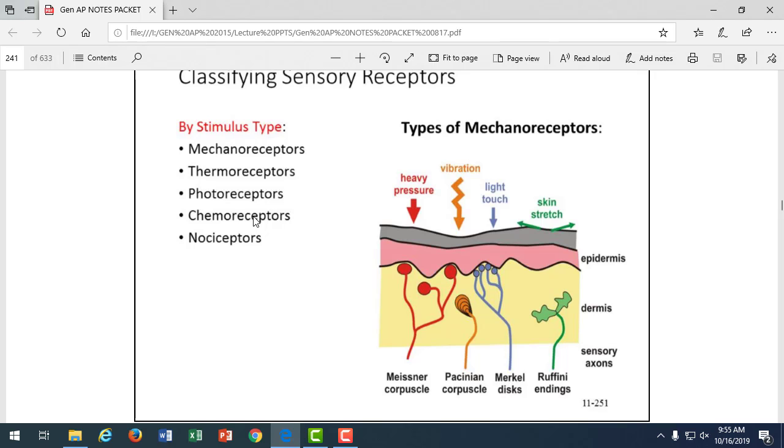Chemoreceptors, they detect chemicals dissolved in a solution. Where do you think those are found? In the nose and the tongue. And then nociceptors, no idea, right? What does noci mean? Noci means pain. So these are specialized to send signals of pain.